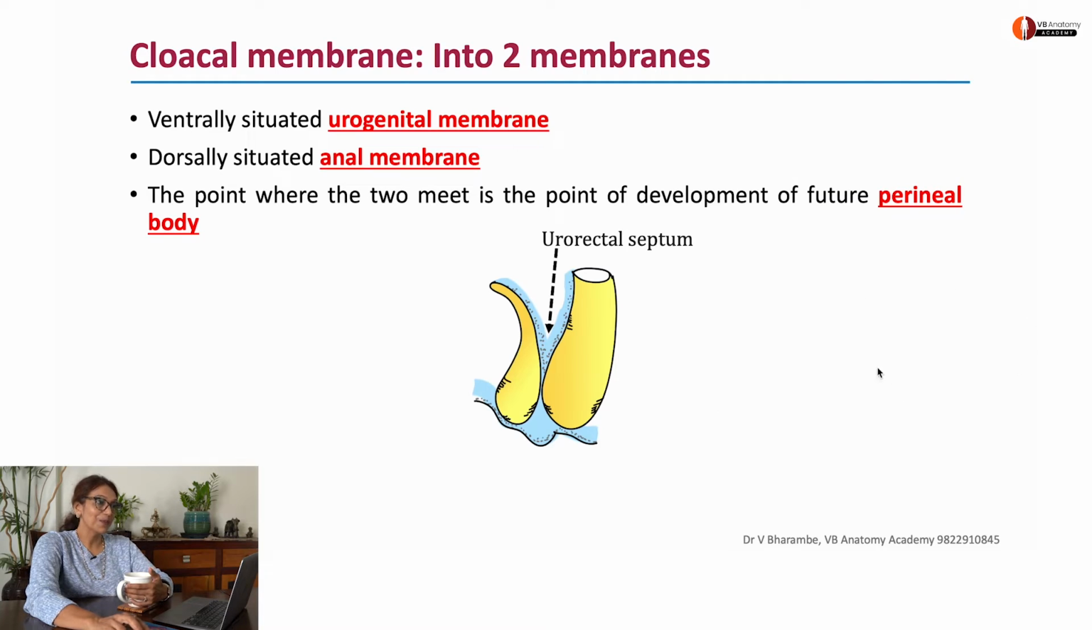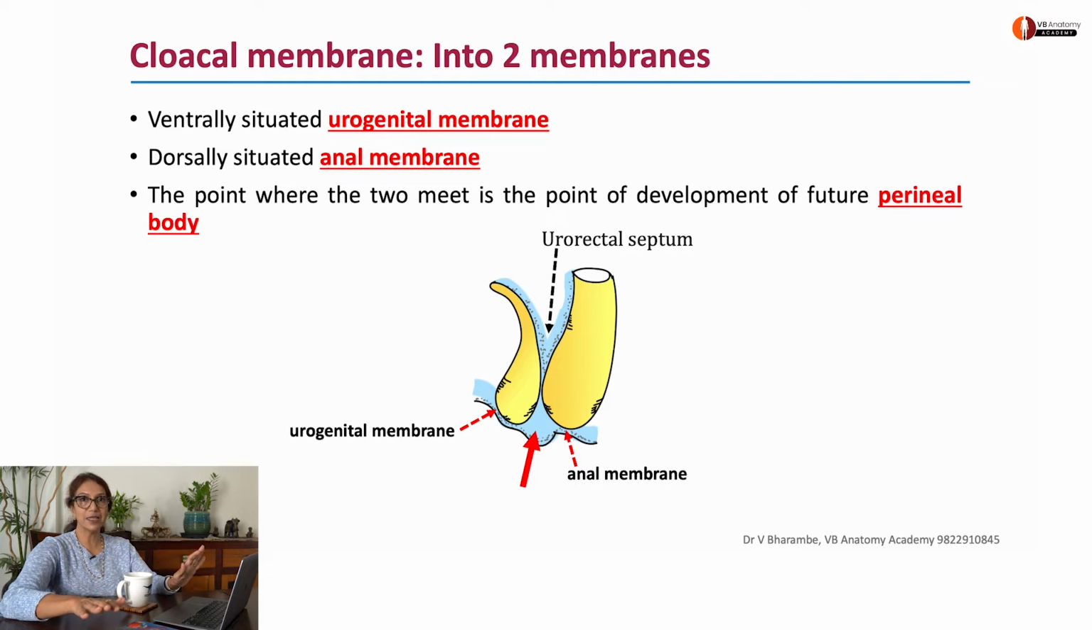So now, we've divided the endodermal cloaca into two tubes, right? So now it's time to divide the cloacal membrane into two parts. So this urorectal septum descends down, fuses with the cloacal membrane. So the membrane in front of it is now the urogenital membrane. The membrane behind it is the anal membrane. So the cloacal membrane has been divided.